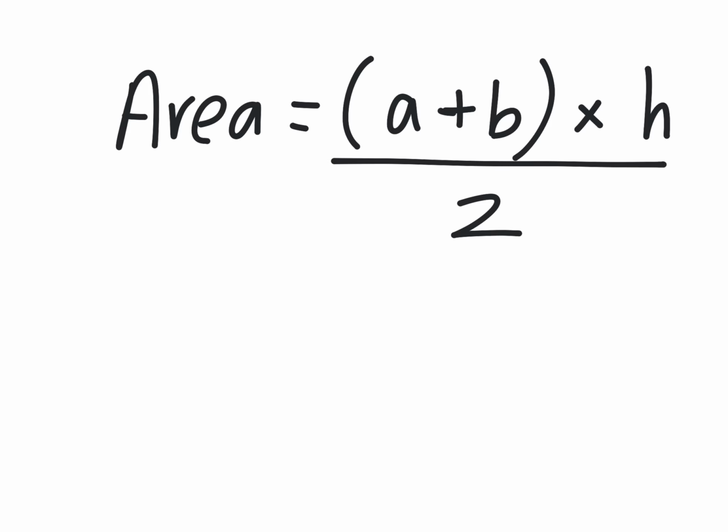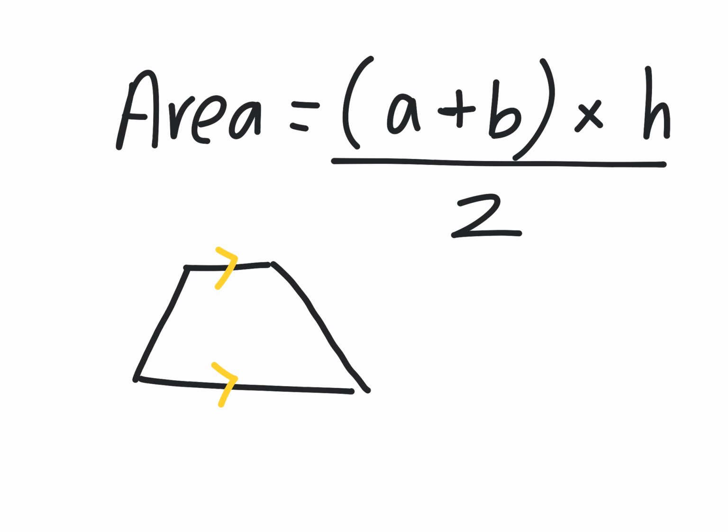So we're looking at the area of a trapezoid. A trapezoid is a four-sided shape that has one set of parallel sides. So these two sides would be parallel, meaning that they'll never meet and they're the same distance apart. And it's a four-sided shape.